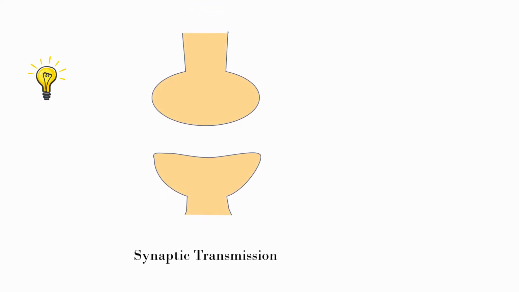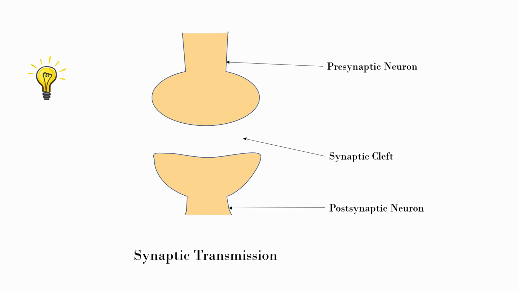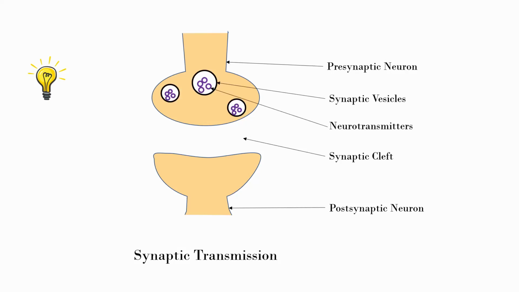A synapse consists of two key players, the presynaptic neuron and the postsynaptic neuron. The gap between the presynaptic and postsynaptic neurons is known as the synaptic cleft. Within the presynaptic neuron are tiny packages called synaptic vesicles packed with thousands of neurotransmitters, which are the chemical messengers of the brain. At the postsynaptic neurons, receptors are present.